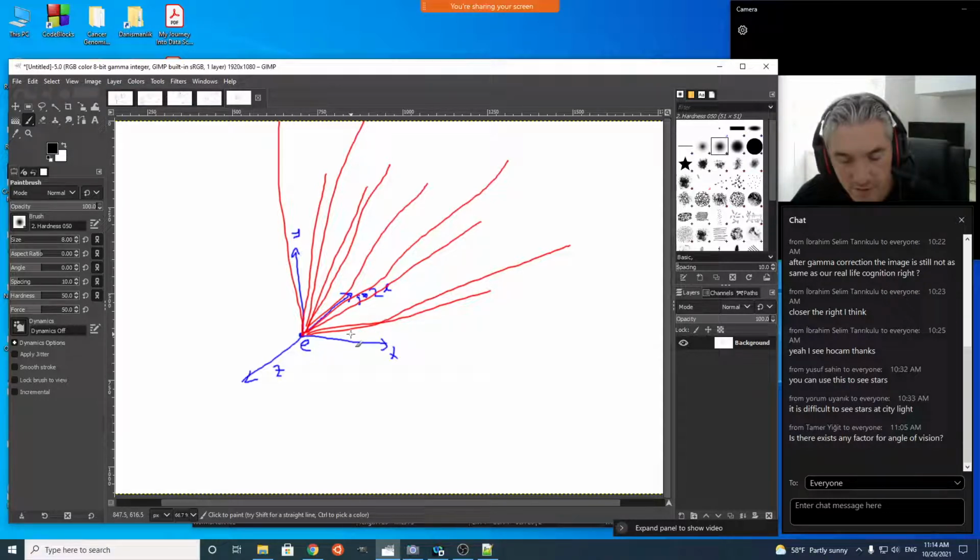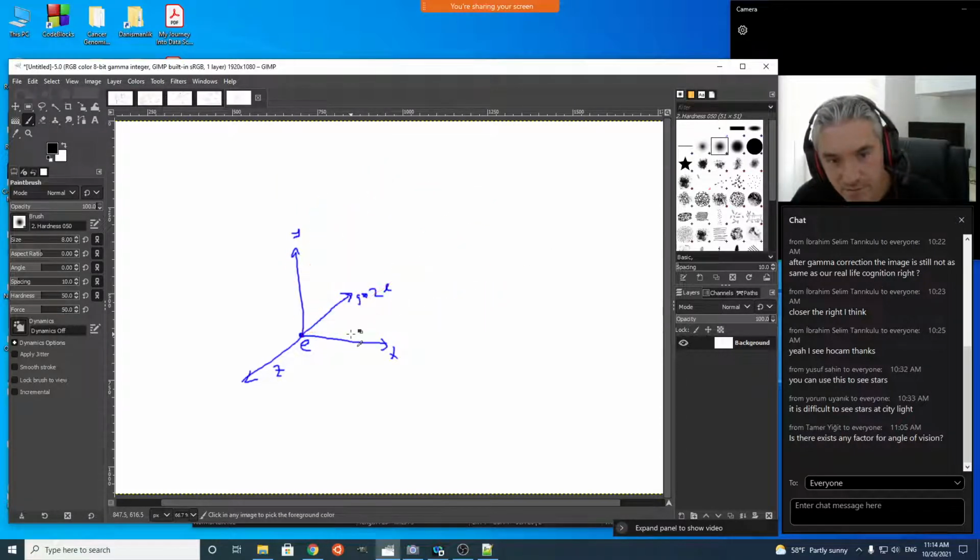So here, let me erase these things to make the image clearer. Now we are going to have the image plane at some distance. So how am I going to do it? Like this, maybe. Yeah, a bit inclined, not that much inclined. It should have the same inclination as the X, maybe like this.